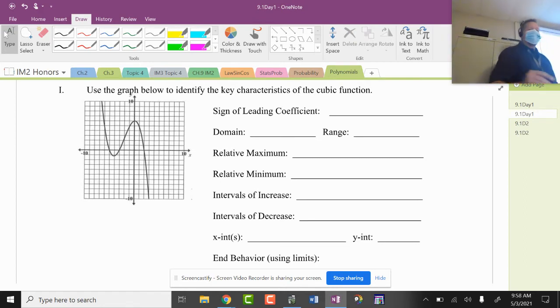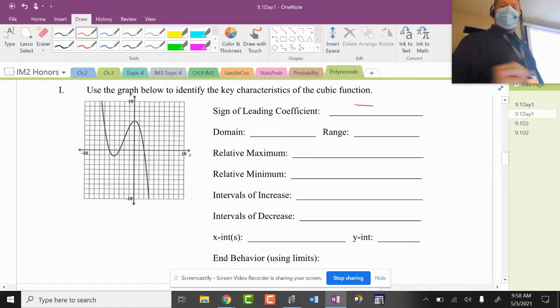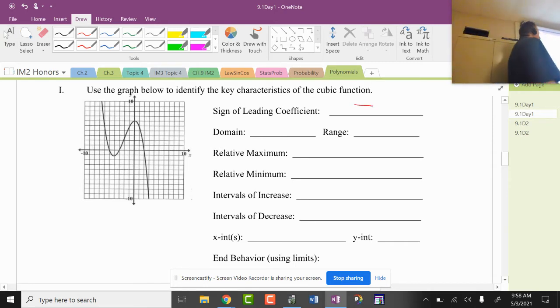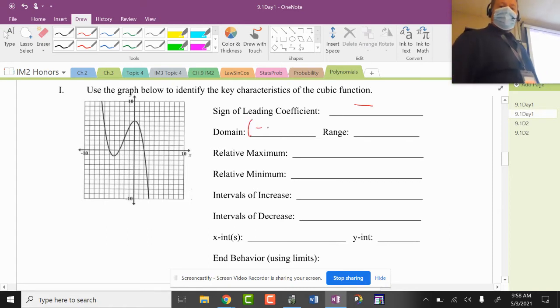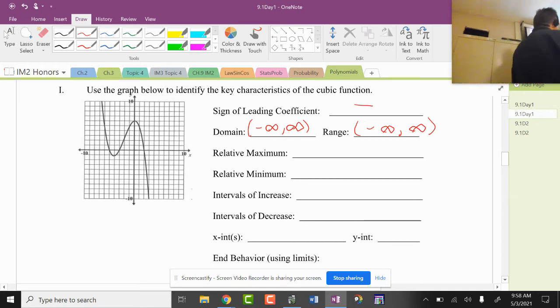Sign of leading coefficient, positive or negative. Let's be lazy. Negative. Let's not even write the word. Domain and range. Anything special here? Nope. So it's all of it. Range goes from, you see it go off to infinity and negative infinity, both directions. I guess that's the best way I could explain it. Okay, now this is important.